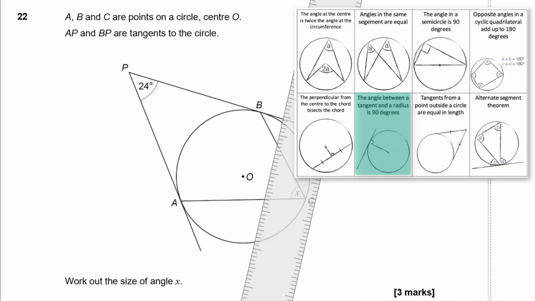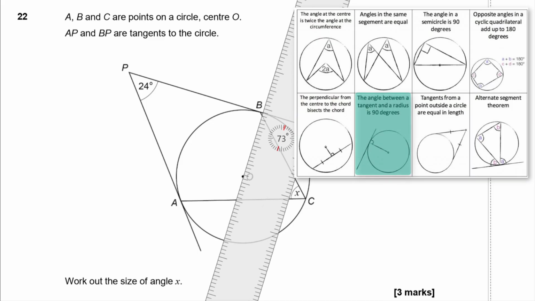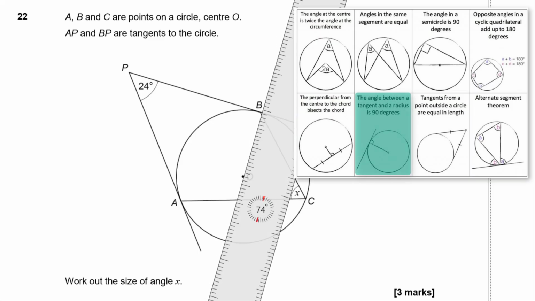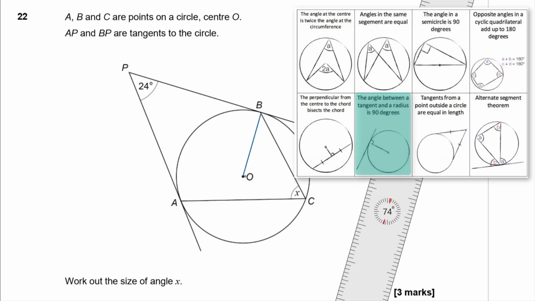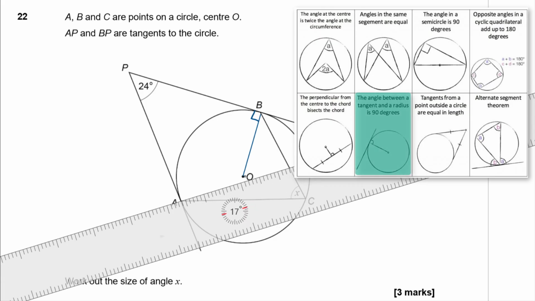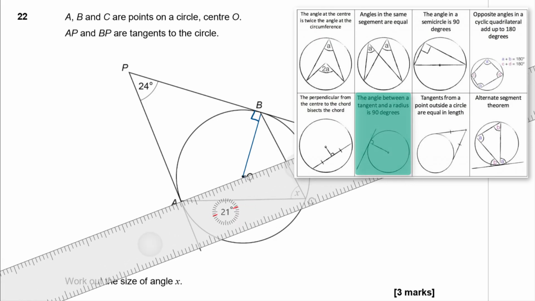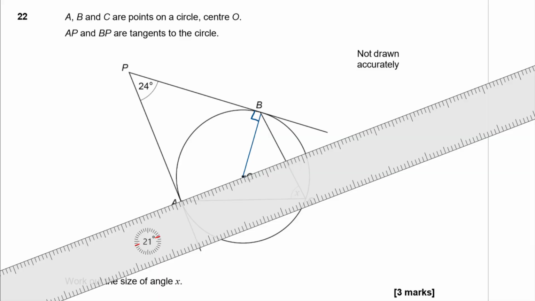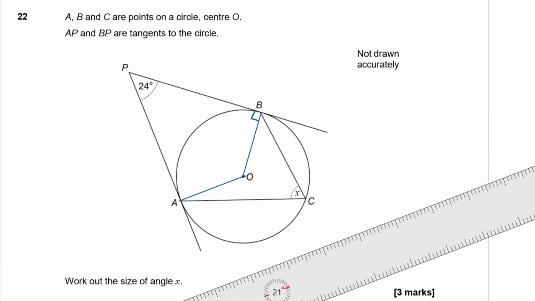So I'm going to add those in, because I think they will make the solving of this question easier. So I'm just going to add an extra line in here, because I know there's a rule about radii meeting tangents at 90 degrees. Okay, there and there. I think that might be helpful. And there and there. So they're both 90 degrees.